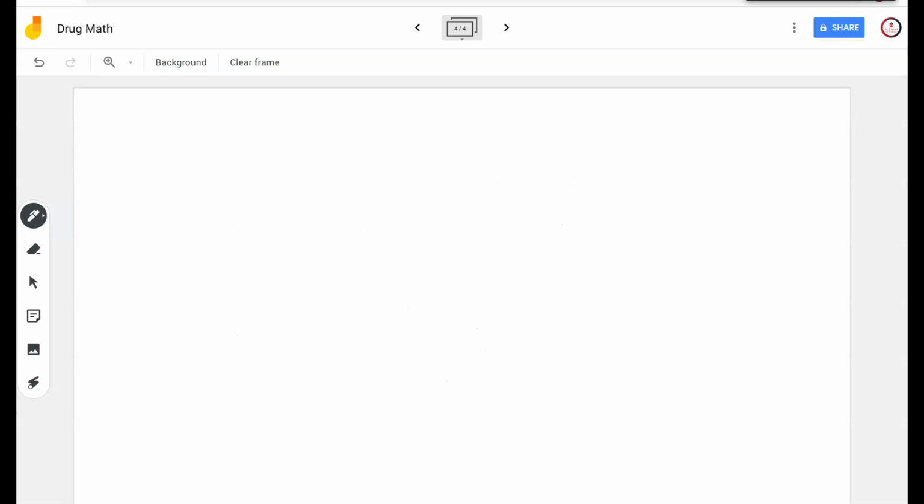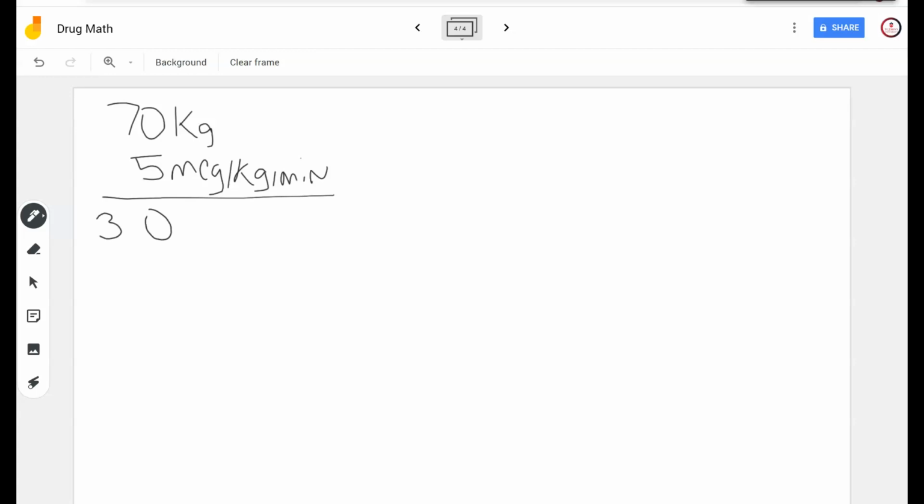You want to give your 70 kilo patient 5 mics per kilo per minute. So your desired dose, 5 times 0 is 0. 5 times 7 is 35. So you want to give him 350 micrograms per minute.